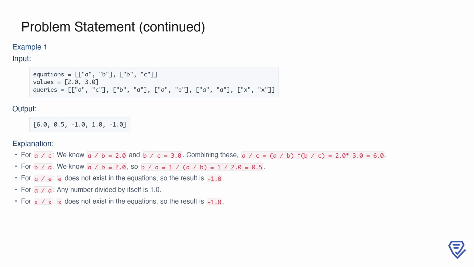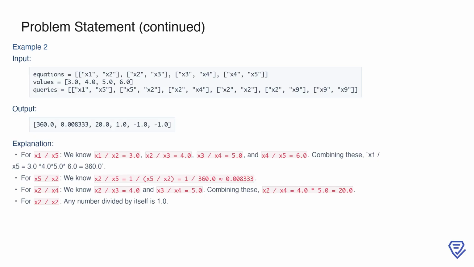For b/a, we know a/b equals 2.0. So b/a is the reciprocal, or 1 divided by 2.0 is equal to 0.5. For a/e, since e does not appear in the equations, the result is -1.0. For a/a, any variable divided by itself is 1.0. Finally, for x/x, since x is not part of the equations, the result is -1.0. The output for this example is 6.0, 0.5, -1.0, 1.0, -1.0.